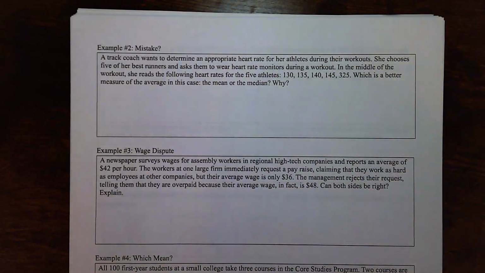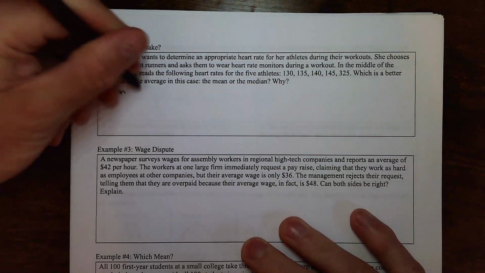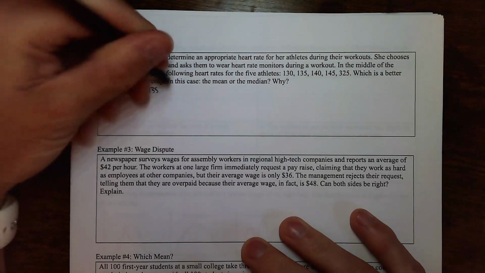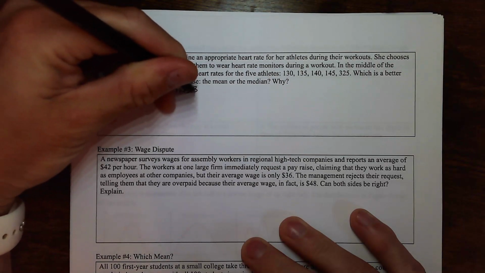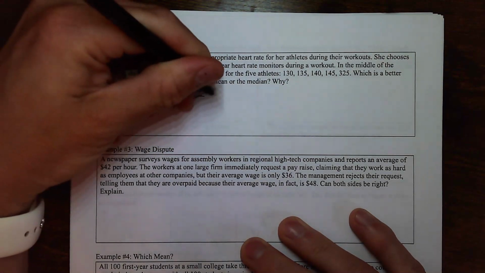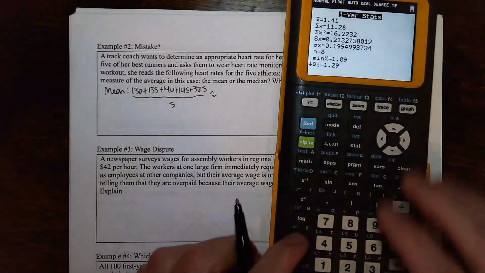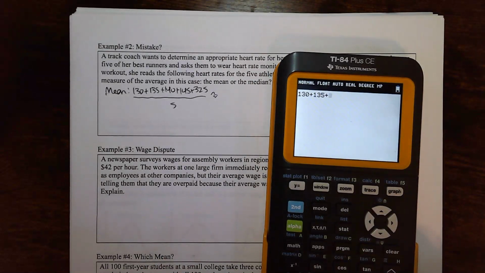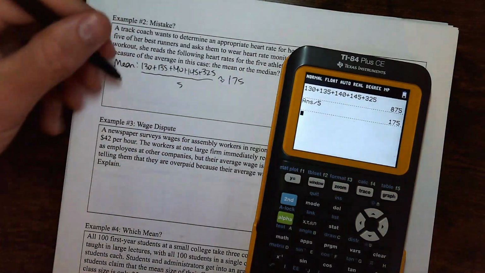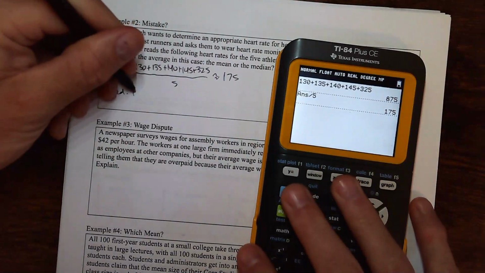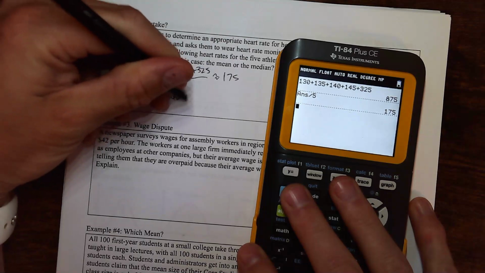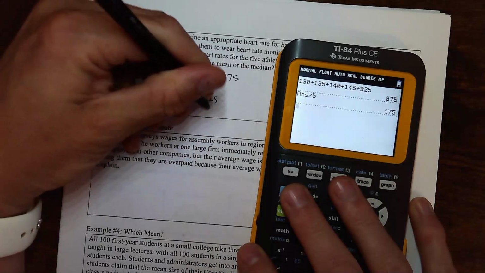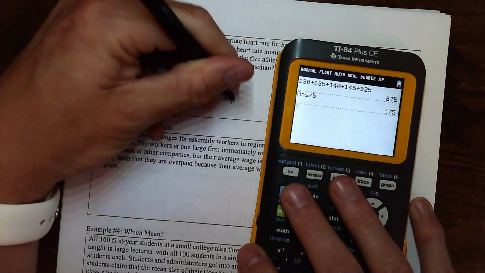So let's just calculate it. The mean: 130 plus 135 plus 140 plus 145 plus 325, divided by 5, is 175. The median: we have them in order, 130, 135, 140, 145, 325. Check, check, check, check. The median is 140.